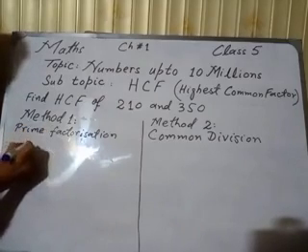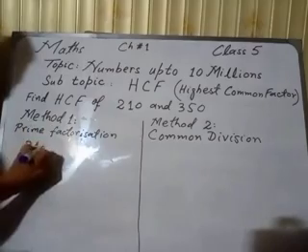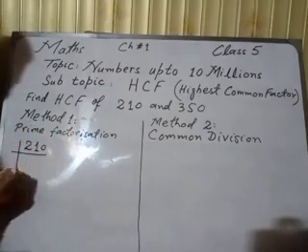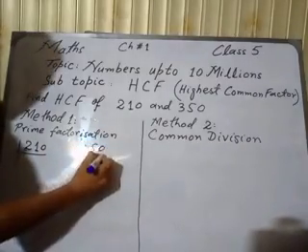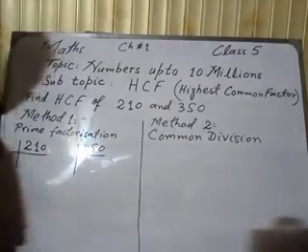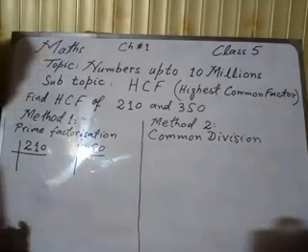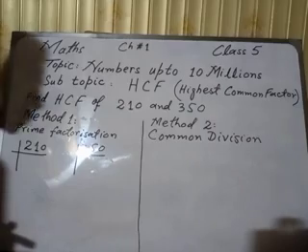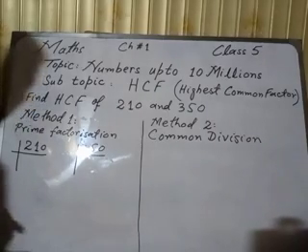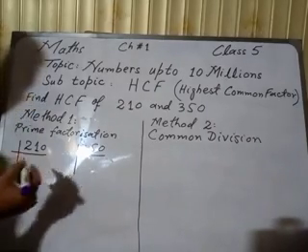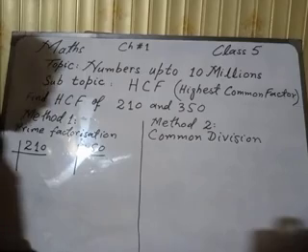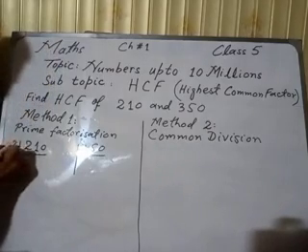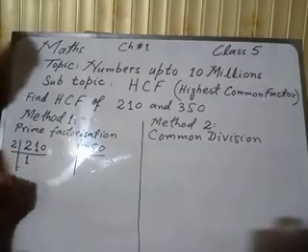Here you will write 210 in one table and 350 in another table. You have to do prime factorization. First of all, the smallest prime number, 2. It can divide both numbers because there is 0 at the end. Whenever there is 0 at the end, you can divide it with the table of 2. So 2 ones are 2.